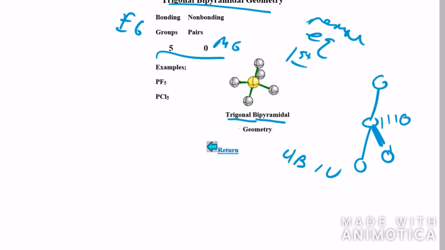So what shape does this kind of look like now? I got 2 legs and a long board. So that looks like seesaw. Yep. So this is where the molecular geometry is seesaw.